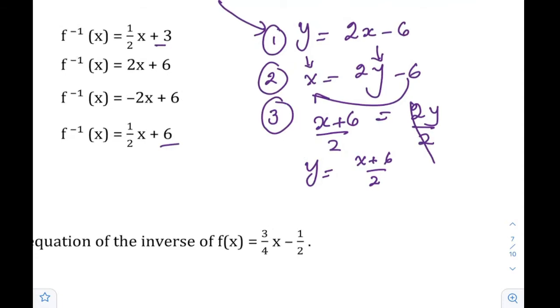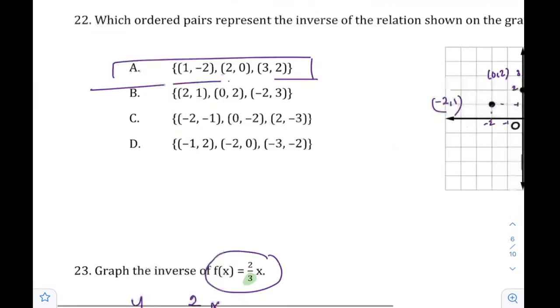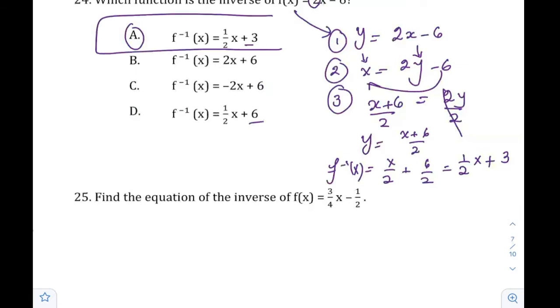x plus 6 over 2 means x over 2 plus 6 over 2, which means half x plus 6 over 2, which is 3. And this is my inverse now. This is the inverse that I'm writing. So half x plus 3 is the inverse, and that's why we will choose A. A is the correct answer only. There is another way to do that, yes, but this is the straightforward way.